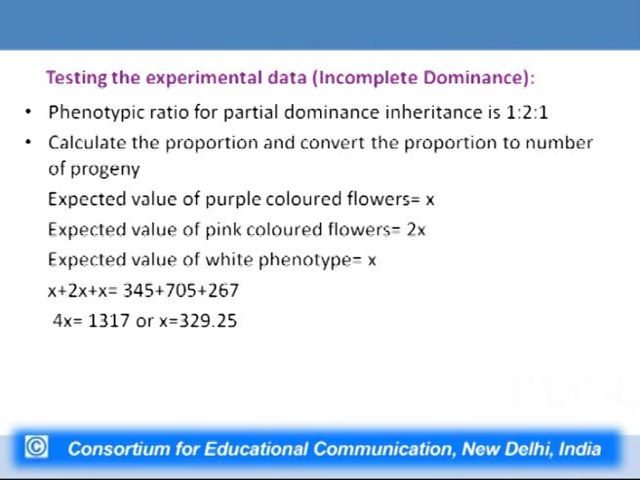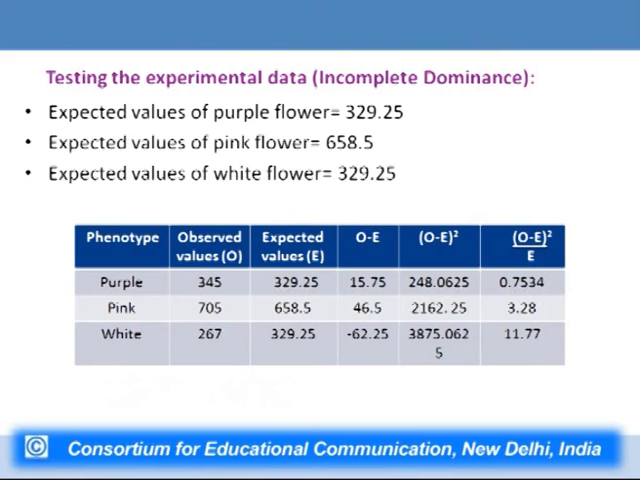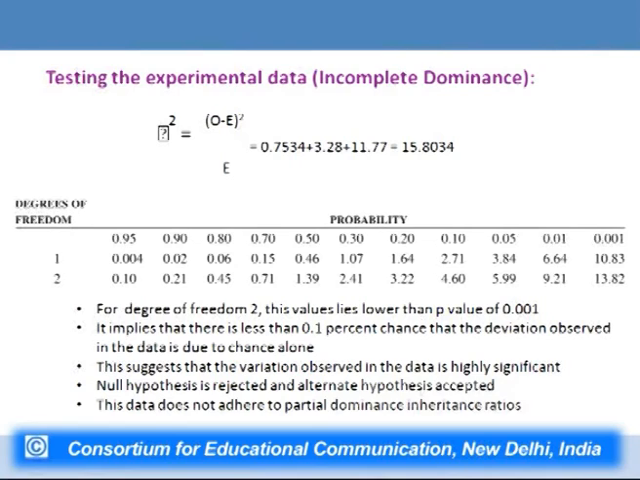Expected values of purple, pink and white flowers are basically x, 2x and 3x, and we calculate the value of x using the number of observed phenotypes. So, x comes to be 329.25. Using the same table again, we find that (O minus E) squared by E for all the different phenotypes is basically 0.7534, 3.28 and 11.77, the values which we arrived at after taking into account all the parameters. The chi-square value for this experiment comes out to 15.8034.